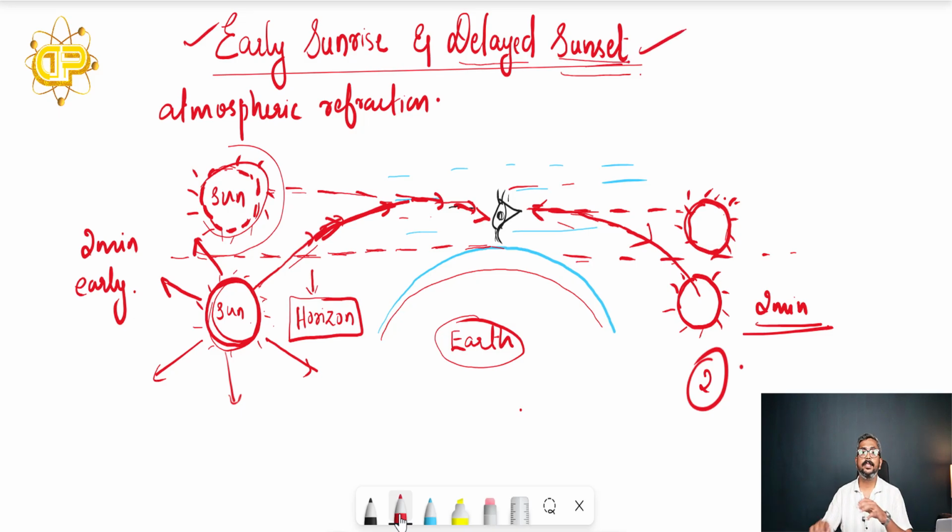In both cases, early sunrise and delayed sunset, it is because of what? The atmospheric refraction process. So all three phenomena, the first one twinkling of stars, the second one apparent position, and the third one early sunrise and delayed sunset, are all because of atmospheric refraction. I hope that you got the points clearly, crisp and clear, and don't make any mistakes in the exams. This is a very important topic.